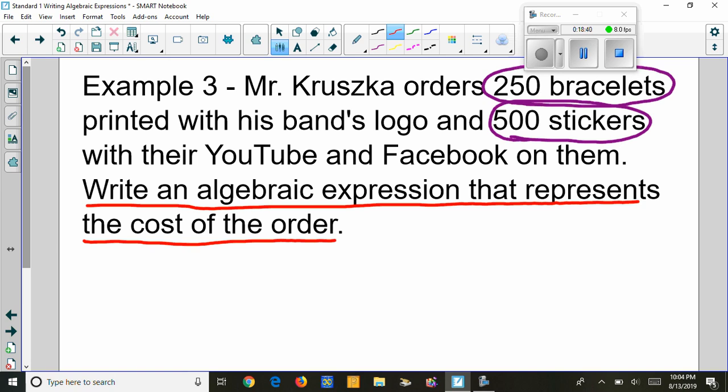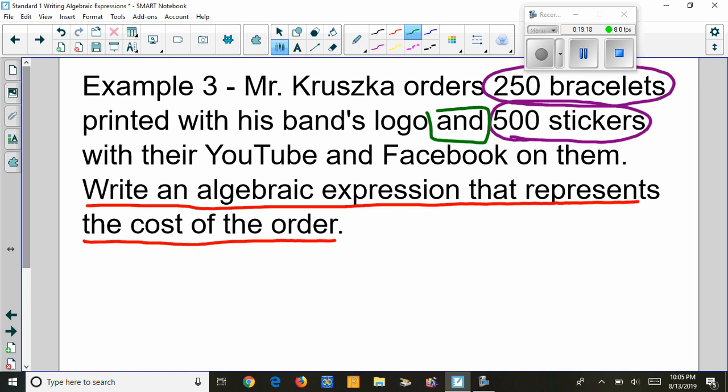Now, let's go back and see if we can't find any sort of word that tells us what we're going to do with these pieces. Let's see, Mr. Kruska orders 250 bracelets printed with his band's logo and 500 stickers with their YouTube and Facebook on them. In this case, I have a word and that is connecting these two pieces together. And that tells me that that "and" is going to be some sort of addition. Let's see what we're going to add.